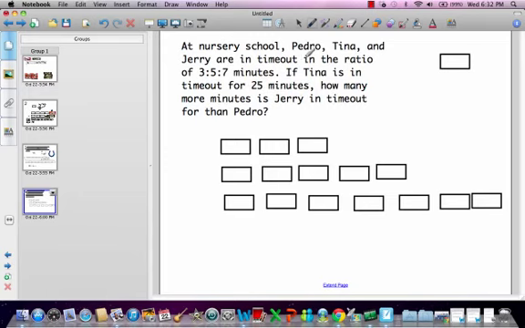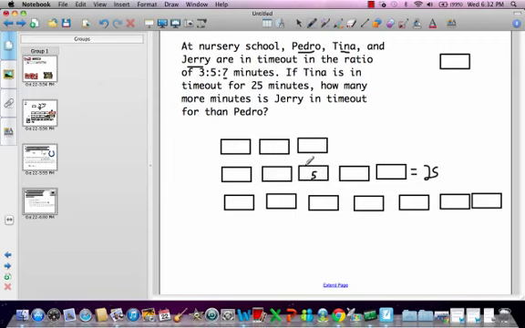So I think it's important you notice the order these are in. Pedro first, Tina second, and Jerry third. That tells us something. Jerry's the one that's in timeout the longest. He's got the biggest number there. Tina's actually in the middle here. So Tina's 5 rectangles equal 25 total minutes. And what that tells us, of course, since she's got 5 rectangles, is that each rectangle is worth 5 minutes.